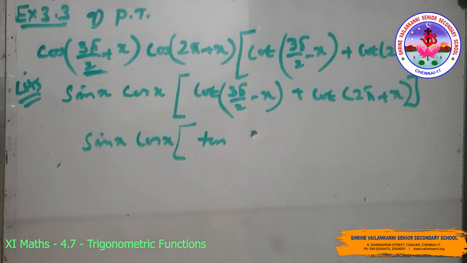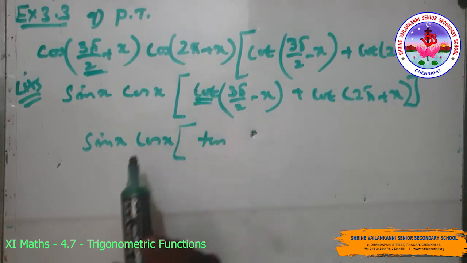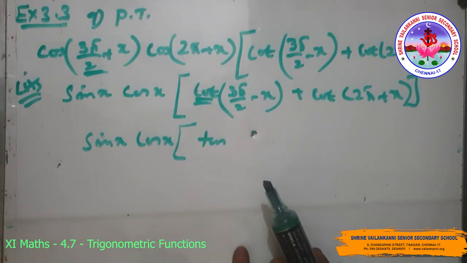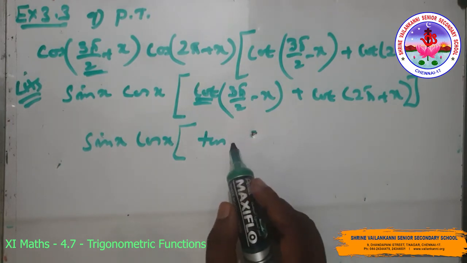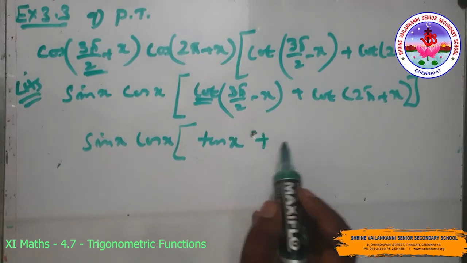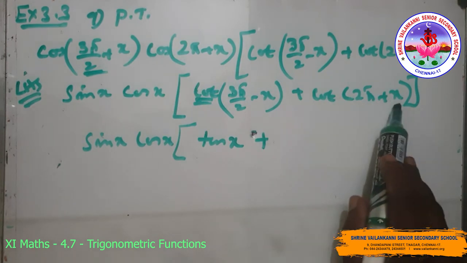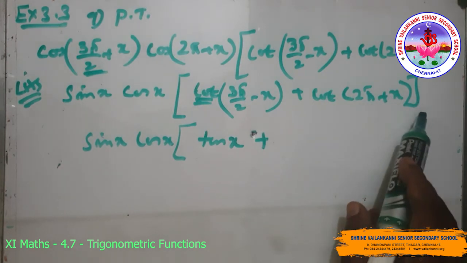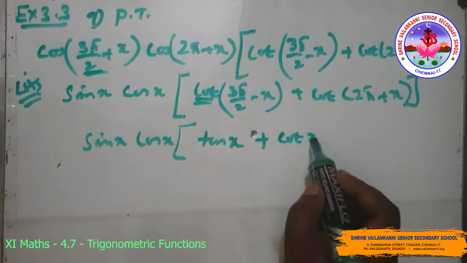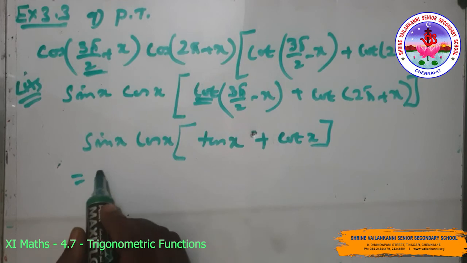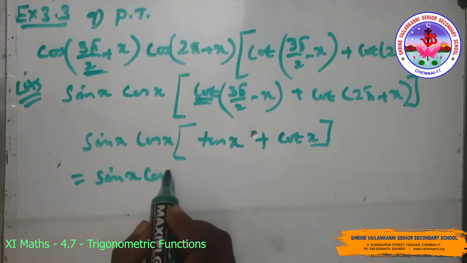So 3 pi by 2 minus x lies in the third quadrant. Here in the third quadrant, tan and cot are positive. We have cot here. So tan and cot are positive. The function will change to tan. So tan x plus cot of 2 pi plus x. 2 pi plus x lies in the first quadrant. All the functions are positive. So cot x, which is equal to sin x cos x.